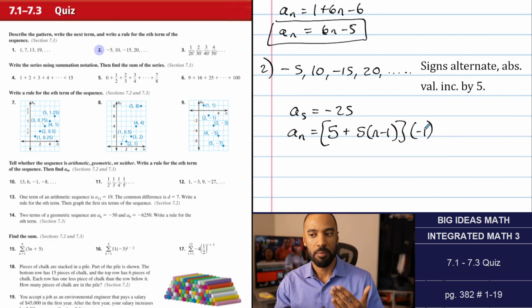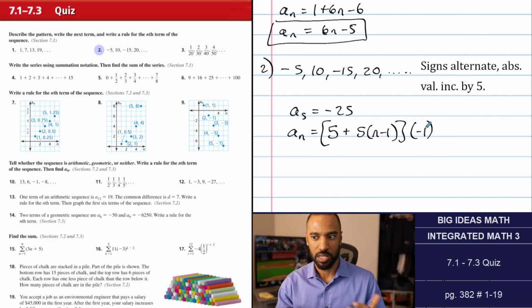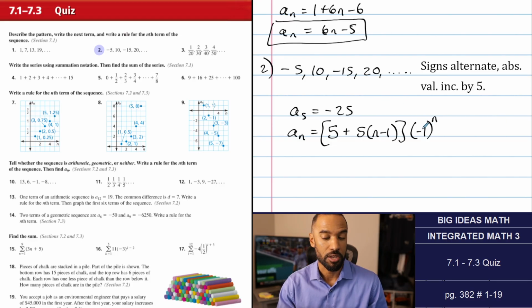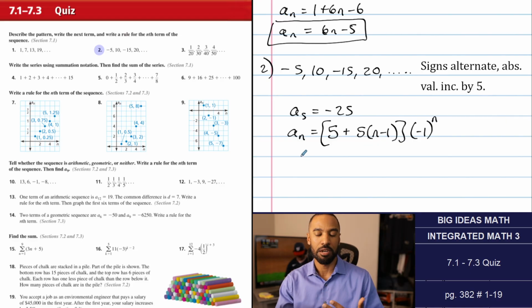Now, I don't just want to multiply by negative 1 once, because then it's going to make every term negative. I want to multiply by negative 1 in such a way that for the odd terms, it'll be negative, and for the even terms, it'll be positive. The best way to do it to me is raising it to the nth power, in that the first term would be raised to the first power, and raising a negative number to an odd power would make it negative, and raising it to an even power would make it positive. It would become positive 1. So it has this thing in mind right here.